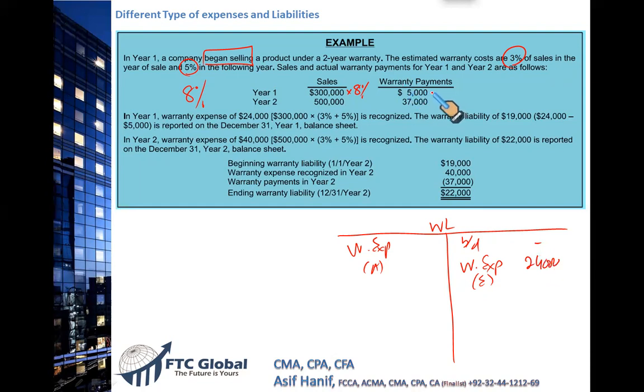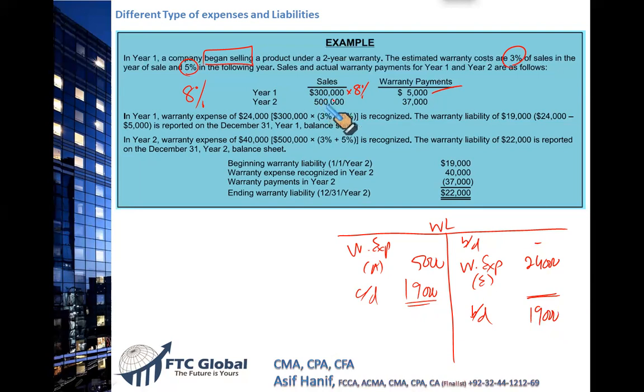The actual payment for warranty in year 1 was 5,000. What's going to be the entry? Debit the warranty liability, credit whatever you are giving, parts or cash or whatever. So warranty liability will be debited with the actual payment. Now, what's the balance now? 24,000 estimate, actual expense 5,000. Now you have the remaining balance 19,000. This balance will be carried forward or carried down to the next period. Now the brought down is 19,000.